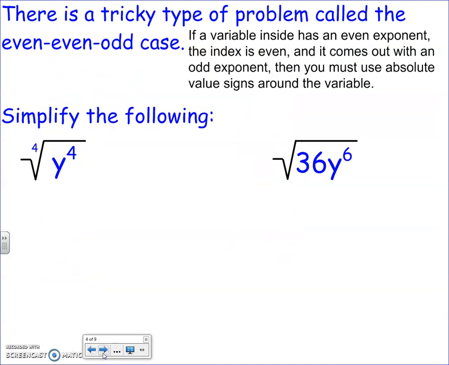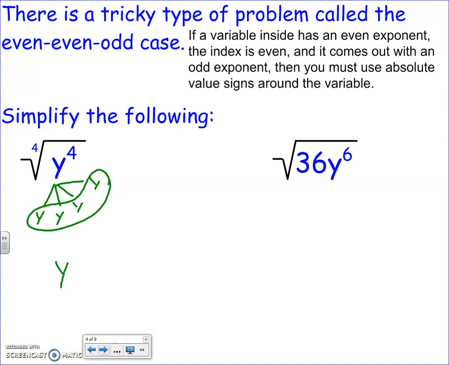All right, there's a tricky type of problem called the even odd case. And that is basically if there's a variable inside that has an even exponent and the index is even and it comes out with an odd exponent, so that's even odd, then you must use absolute value signs around the variable. So for this problem, the fourth root of y to the fourth, well, you know there's 4 y's. 1, 2, 3, 4. I used to divide. Remember, that's the faster way. But I need groups of 4. Here's 4. Y comes out.